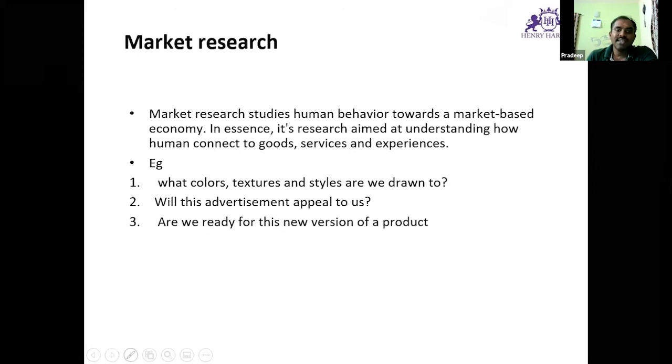Now, there is something called market research that specifically applies to marketing study, understanding the customer, what their nature is, what their characteristics are, and what their needs are. Some examples: will this advertisement appeal to us? Are we ready for a new version of the product?